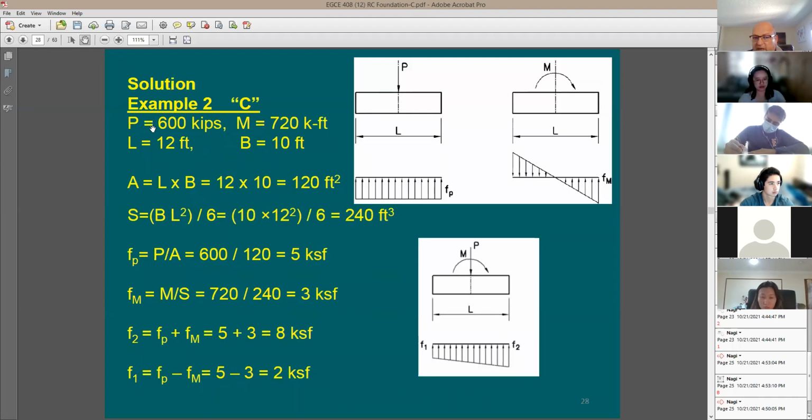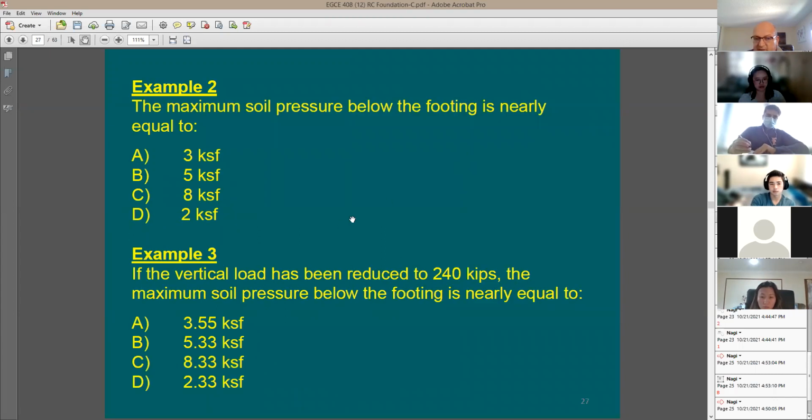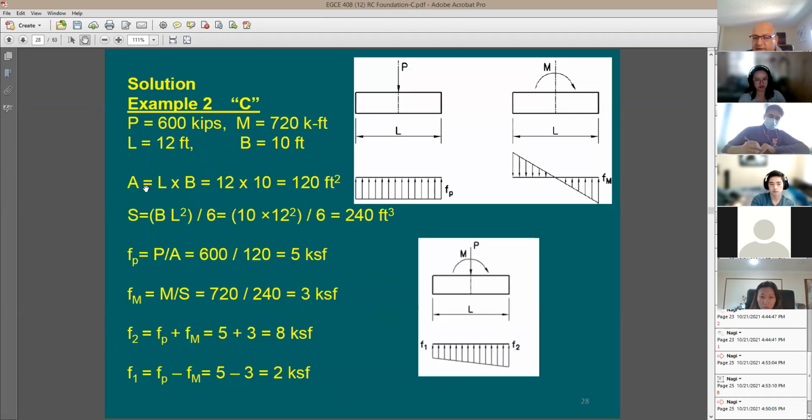In this case, I have a vertical load of 600 kips, moment of 720, length 12 feet. I'm just putting here all the information. The width is going to be 10 feet. Here are the length and the width of the footing. The contact area between the footing and the soil is equal to L times B, 120 square feet. The section modulus of the contact area is equal to the width times H squared, in this case L, which is 12 feet, squared, divided by 6. It's going to be 240 cubic feet.